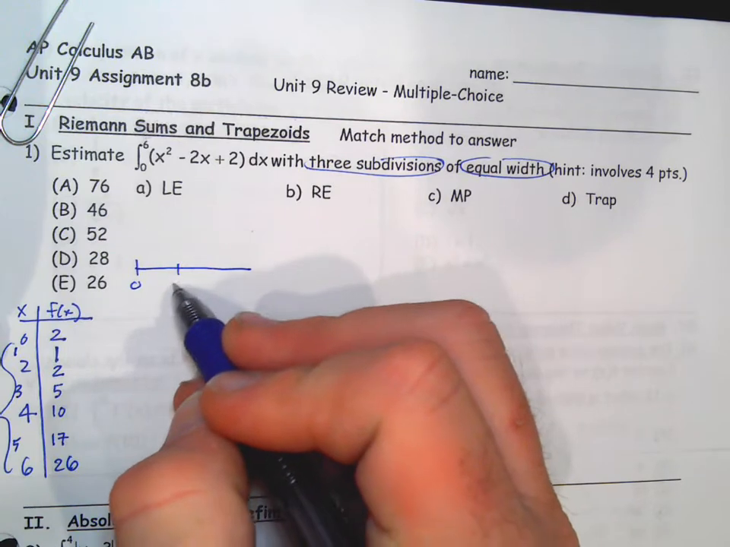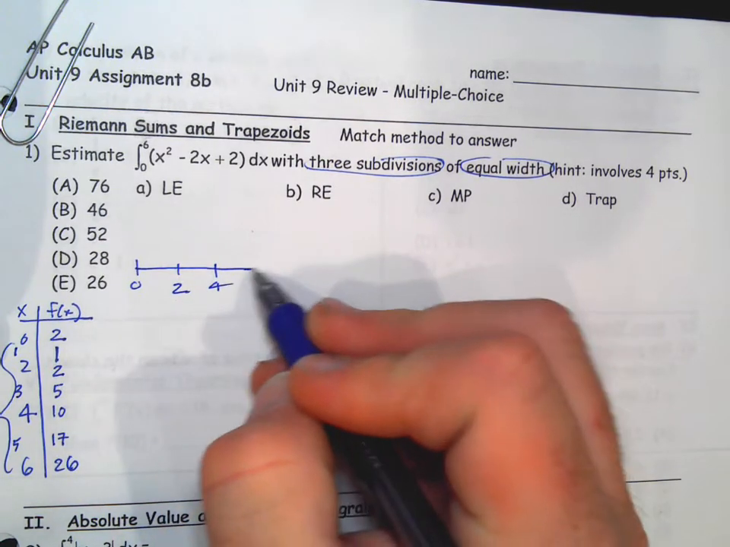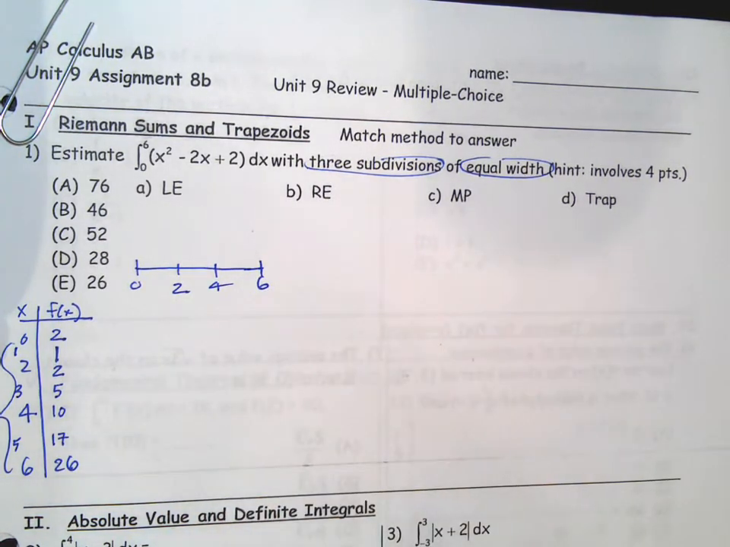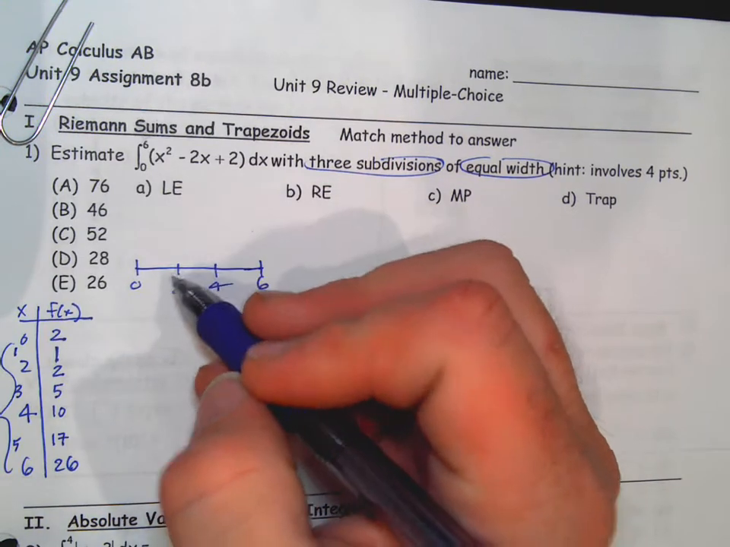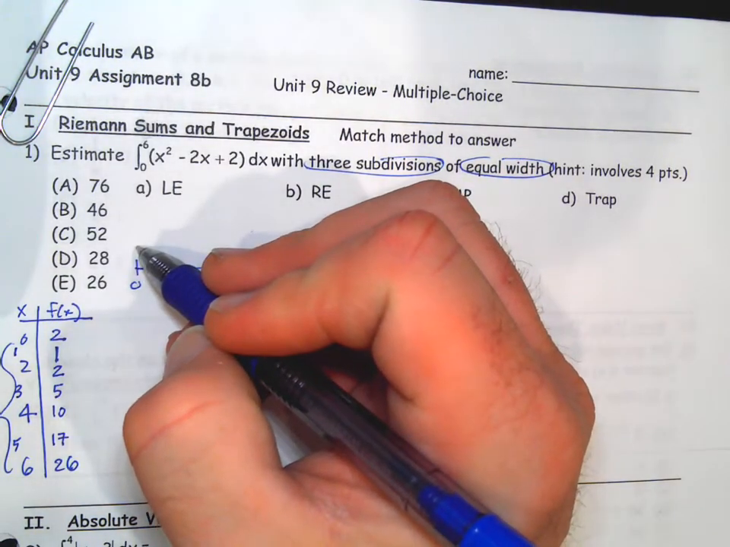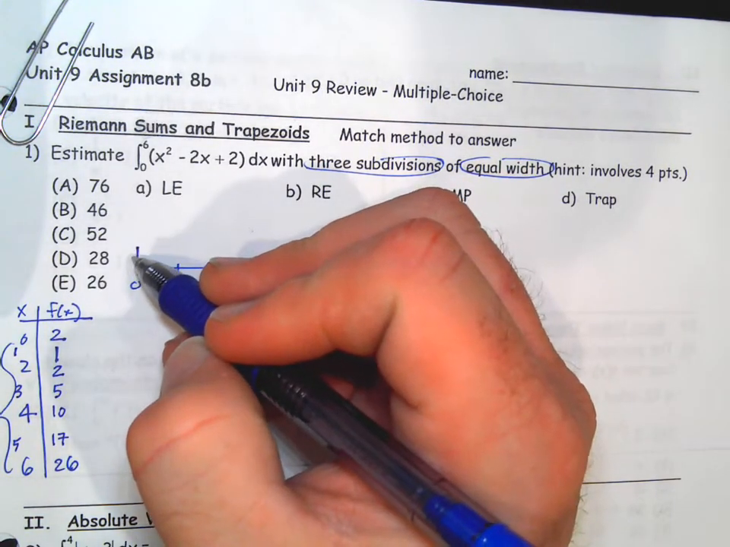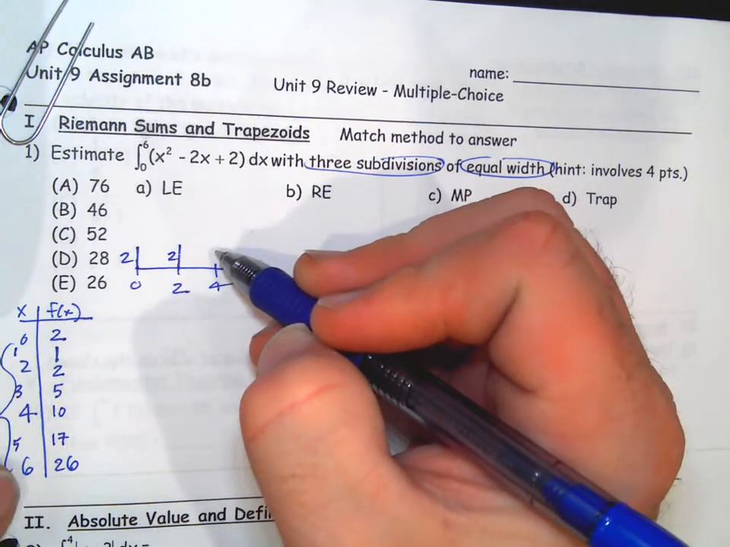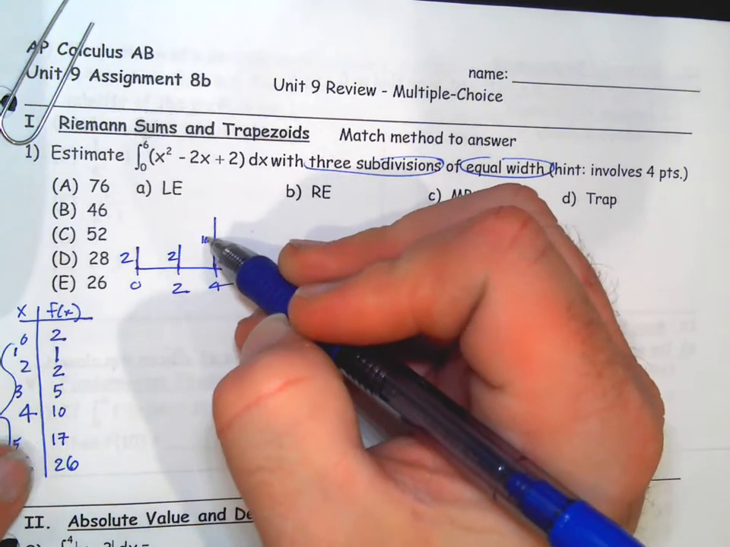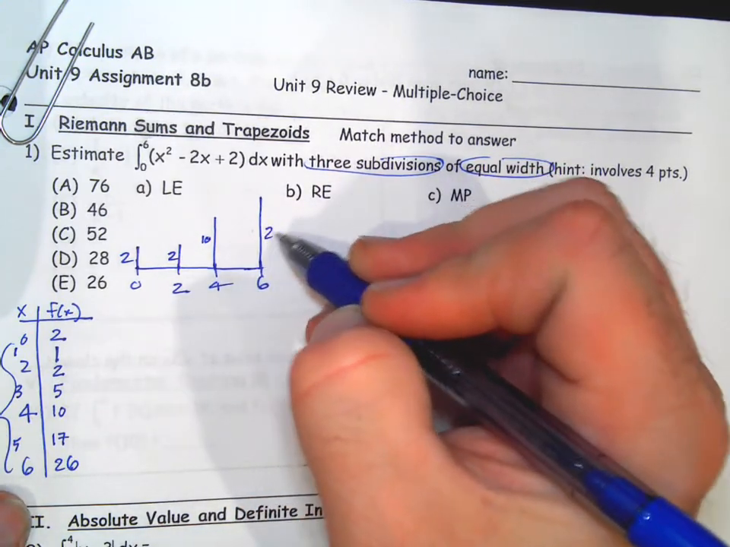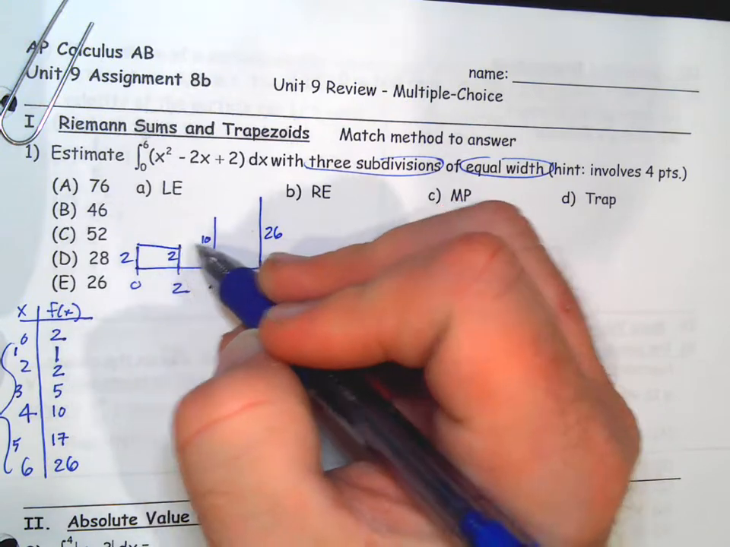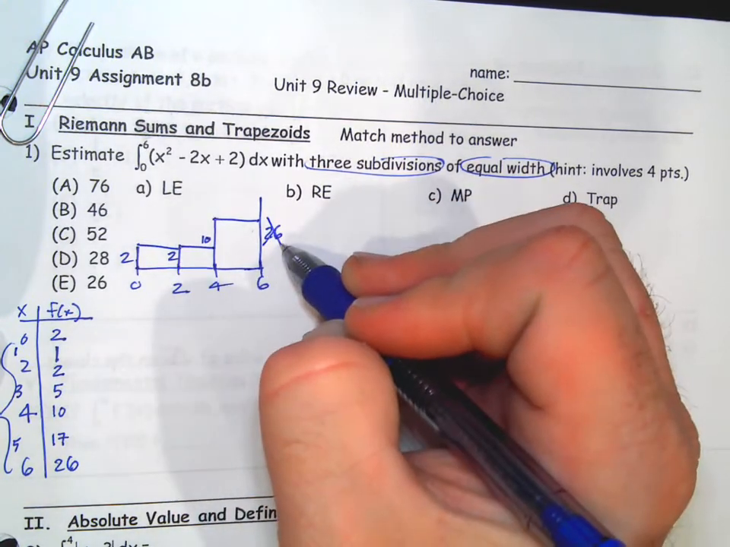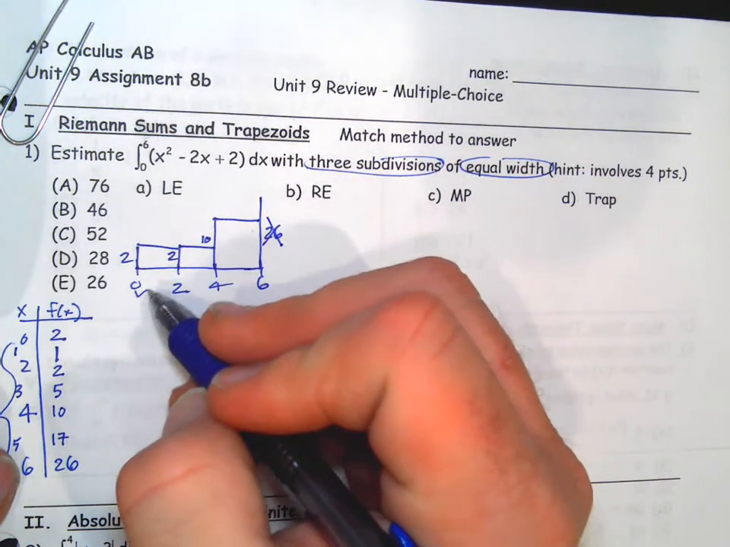0, 2, 4, 6, equal subdivisions. All these are going to have the same setup. So 0, 2, 2, 2, 4, 10, 6, 26. It's the left end, so we're using the left side. We're not going to use that last one. The bases are 2 each.